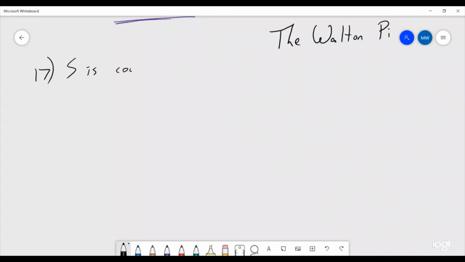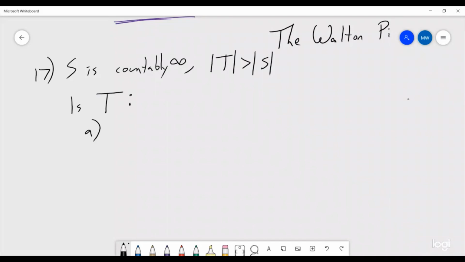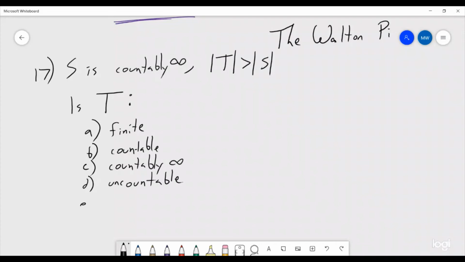S is countably infinite. Let's see. Cardinality of T is bigger than the cardinality of S. Is T, the options are: finite, countable, countably infinite, uncountable, or has cardinality of the real numbers, also called continuum cardinality. So which of these is true?